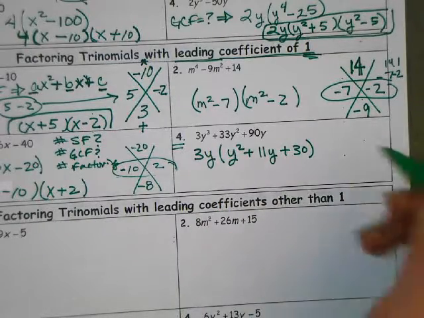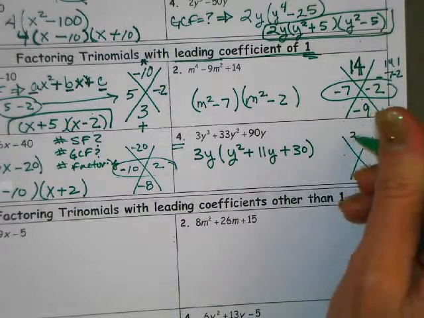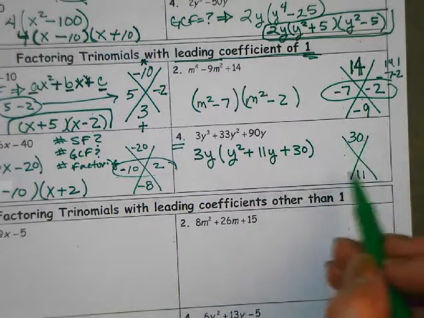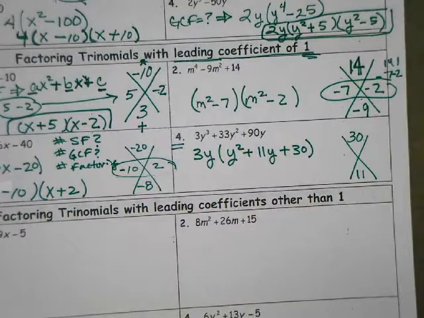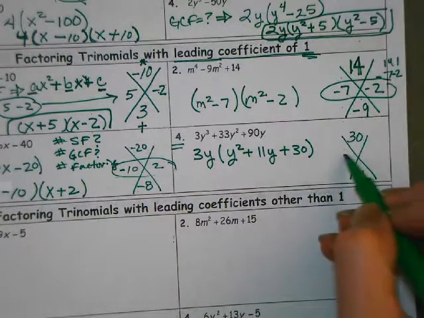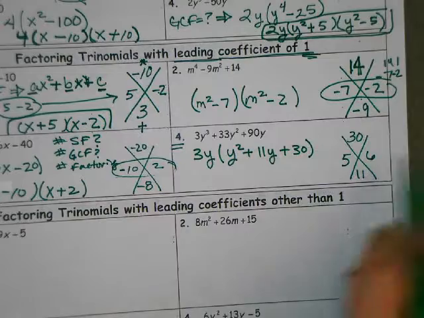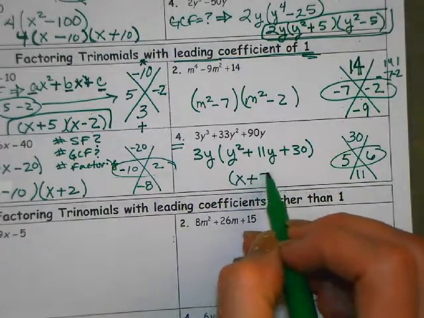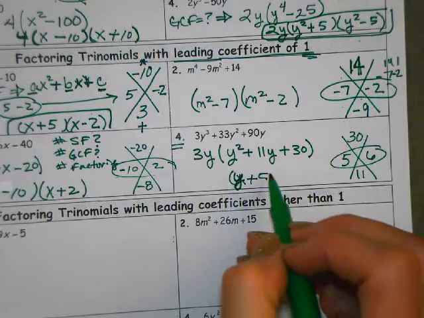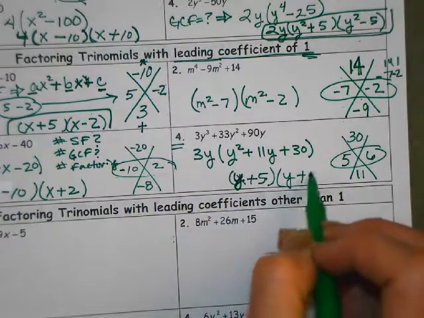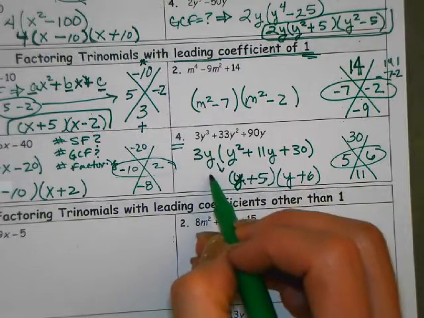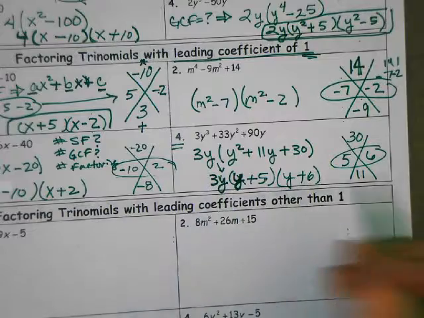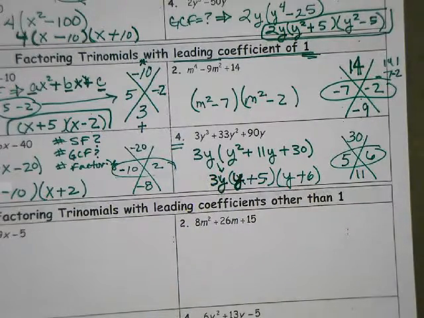Right? So now I'm going to look for the 30 on top and then 11 on the bottom. So what times what will give me 30, but when I add it together I'll get 11? What are factors of 30? 5 and 6. Okay, so now I know those are my middle terms. So I'm going to have a y plus 5 and a y plus 6, and then I've got to bring the 3y down. That has to stay with it, because when you pull out a factor, you want to make sure it stays with it, because otherwise you'll change the equation. Okay?